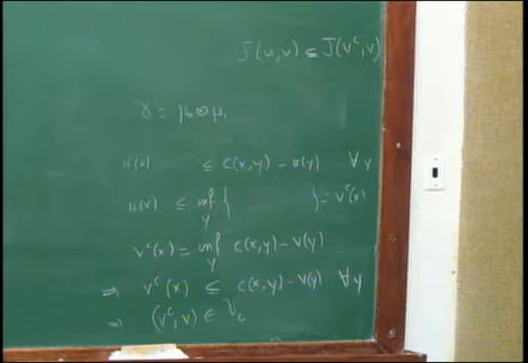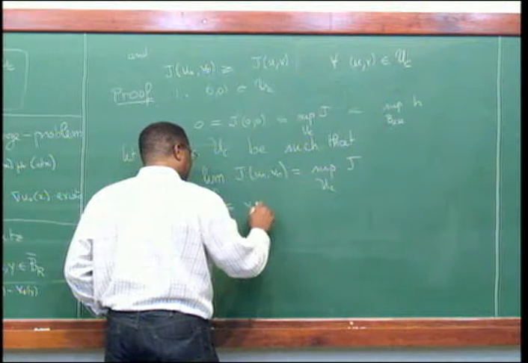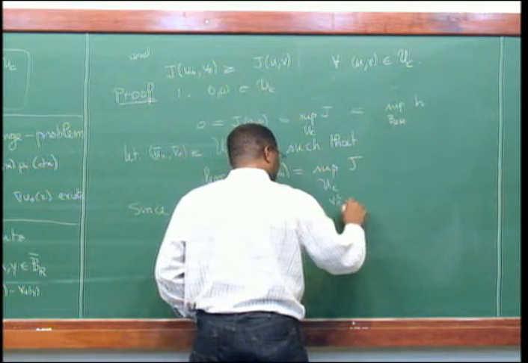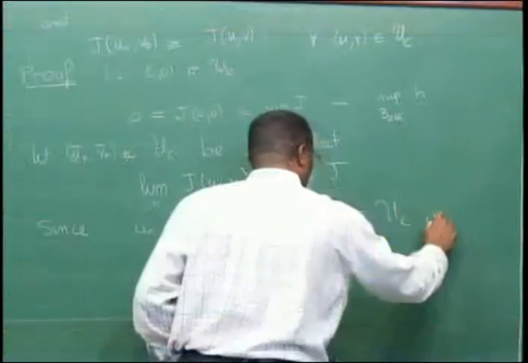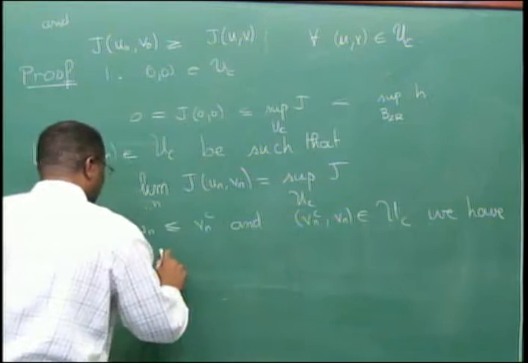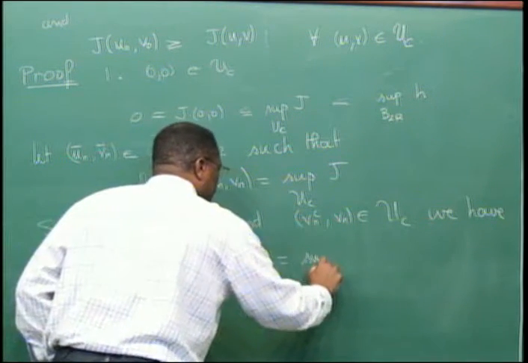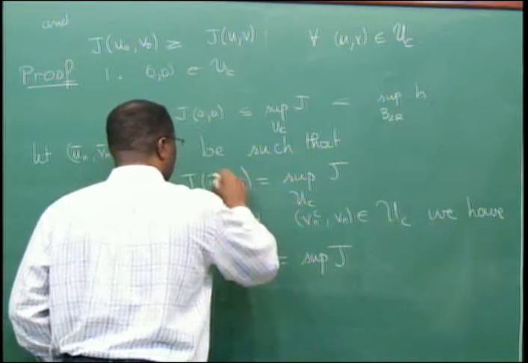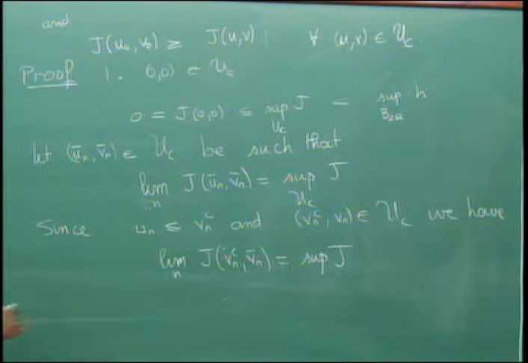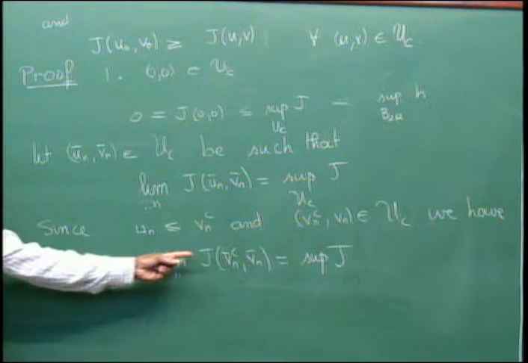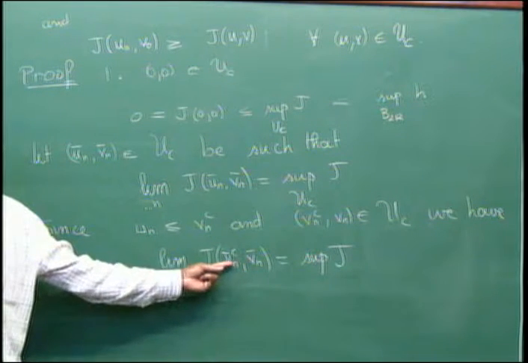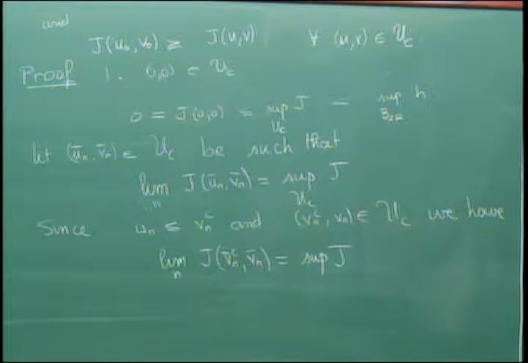So since un is less than vnc, and (vnc, vn) is in Uc, we have that the limit when n goes to plus infinity of J of (vnc, vn) is the supremum of J. So now I have improved my sequence because now I have something here which is Lipschitz. I am going to repeat the procedure.